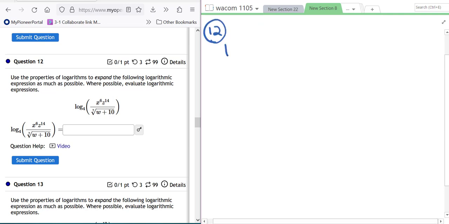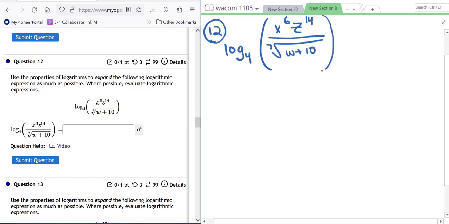So we have the log base 4 of a quotient, and this one also has a product in it and it has a radical. When you have one of these with multiple things like that, anything that is on the numerator is going to have a plus in front of it. Anything that's on the denominator is going to have a minus in front of it. If you just remember that, it will help you.